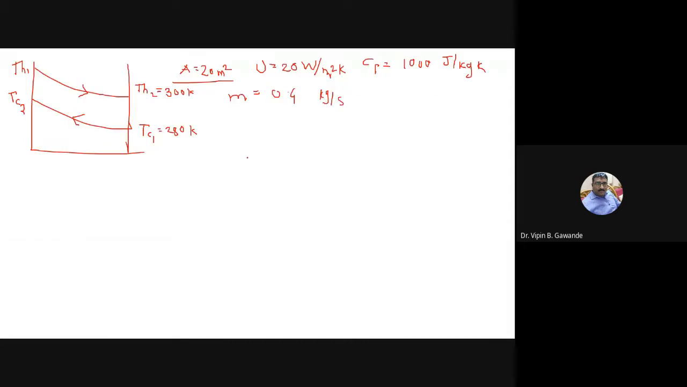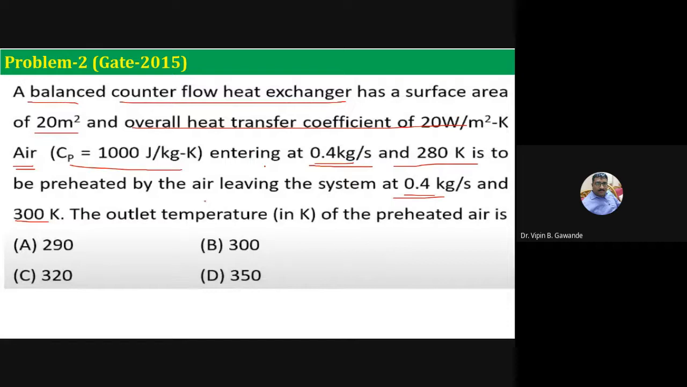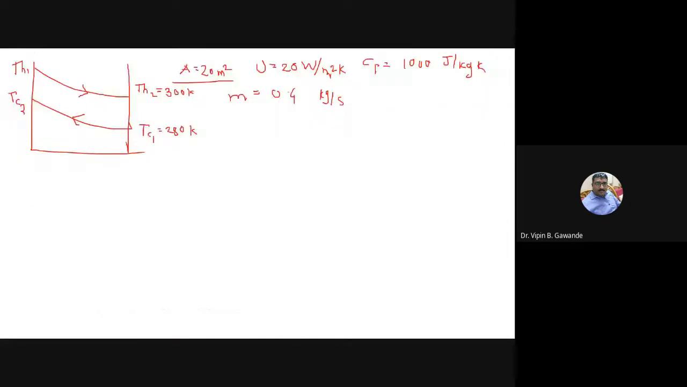Okay, so let us get all the things clear here. Air entering at 280 Kelvin is to be preheated by the air leaving the system at 0.4 kg per second and 300 Kelvin. The outlet temperature of the preheated air means we have to calculate the value of TC2. For both the fluids, the cold fluid and the hot fluid, the mass flow rate and CP value are the same. MH and CPH are the same, and we have to calculate the value of TC2. How to calculate this value?